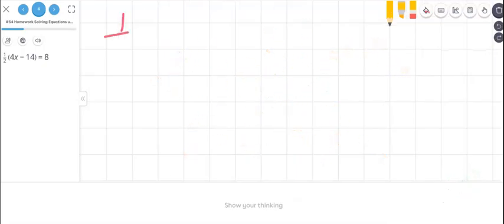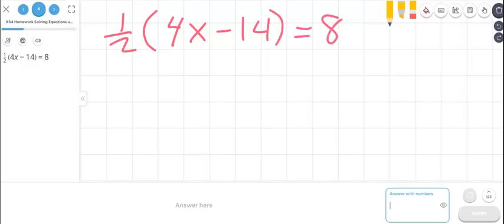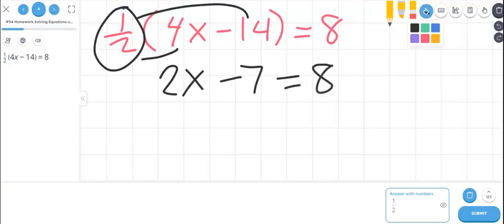Alright, 1/2. I can actually do halves without a calculator. But that's because I'm big brained. Alright, so 1/2. So what's half of 4? That's 2x. And then what's half of negative 14? That'd be negative 7. See, I told you I could do it.